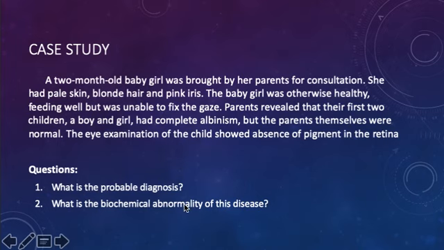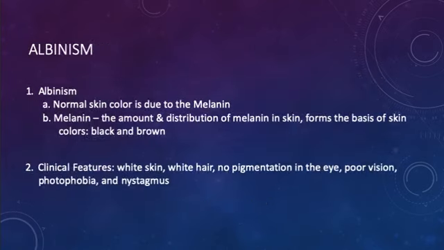What is the probable diagnosis? What is the biochemical abnormality of this disease? We'll go on to the answer. Yes, it is a case of albinism. Normal skin color is due to the melanin pigments, right? The amount and distribution of melanin in the skin forms the basis of the skin colors, black and brown. The clinical features here are white skin, white hair, no pigmentation in the eye, poor vision, photophobia and nystagmus. So this is a case of albinism.